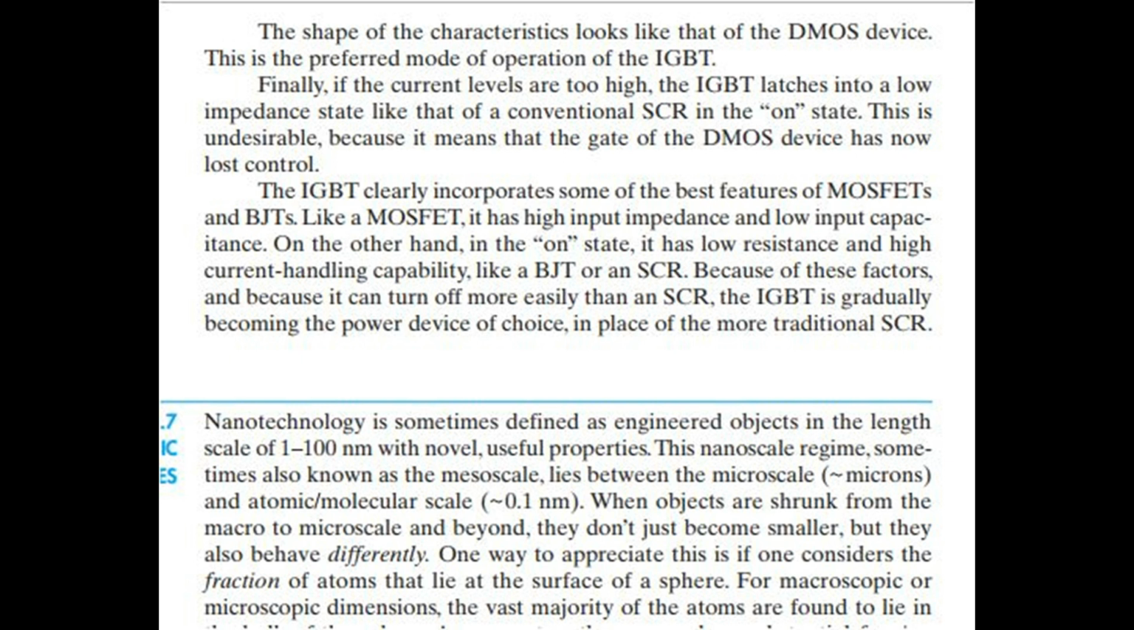This is undesirable, because it means that the gate of the double diffusion metal oxide semiconductor device has now lost control. The insulated gate bipolar transistor clearly incorporates some of the best features of MOSFETs and BJTs. Like a MOSFET, it has high input impedance and low input capacitance. On the other hand, in the on state, it has low resistance and high current handling capability, like a BJT or an SCR. Because of these factors, and because it can turn off more easily than an SCR, the IGBT is gradually becoming the power device of choice, in place of the more traditional semiconductor-controlled rectifier.